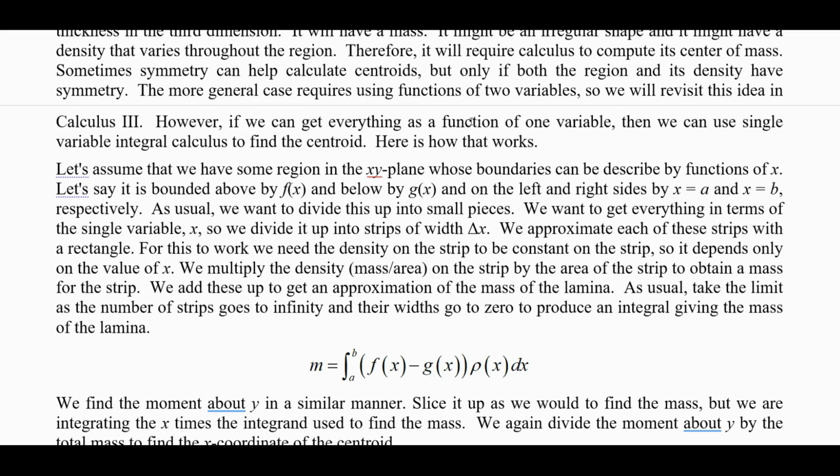We add these up to get an approximation of the mass of the lamina. As usual, we'll take the limit as the number of strips goes to infinity and their widths go to 0 to produce an integral giving the mass of the lamina. So it's just top curve minus bottom curve is the length of the strip, times dx, its width, will give you an area, times rho, which is a mass per area, will give you a mass, and then we integrate all that up.